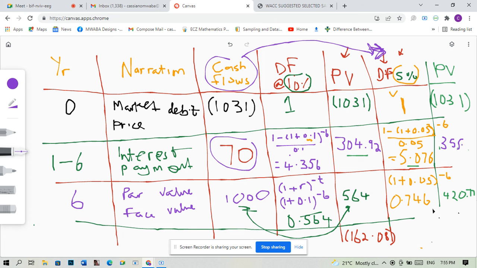355.32. Then you say 1000. Okay, our cash flow 1000 times our discount factor of 0.746, we get 746.